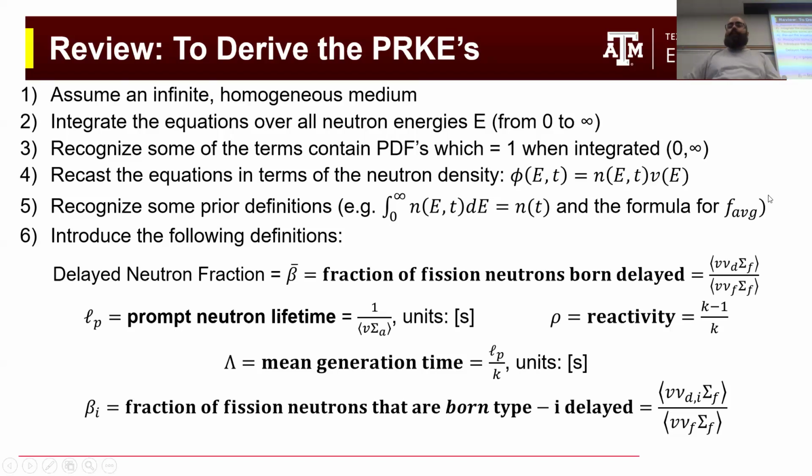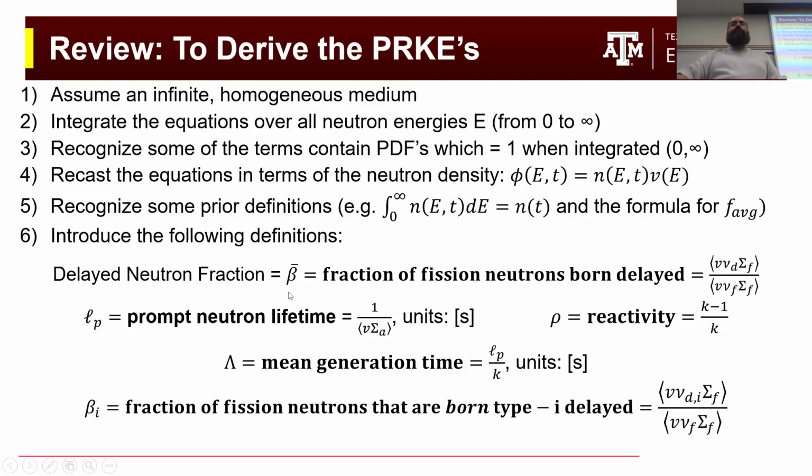And we also used the definition for the average of a function to take some complicated looking integrals, multiply them top and bottom by something, and then recognize the form of an average to get some average quantities in our equations. And then we defined a couple other terms that allowed us to take those resulting equations and convert them into the point reactor kinetics equations.